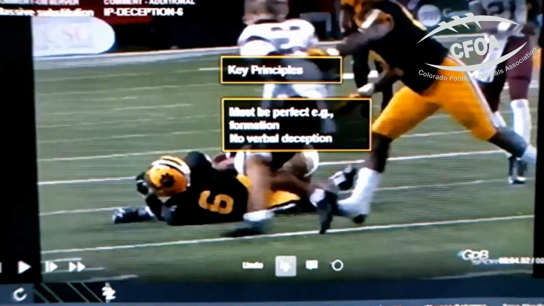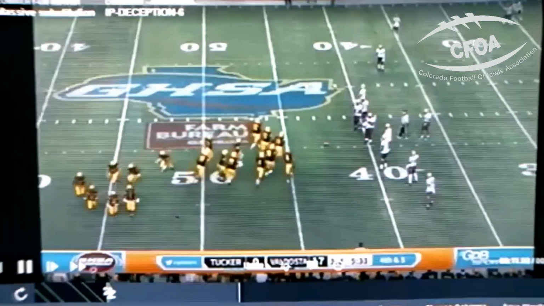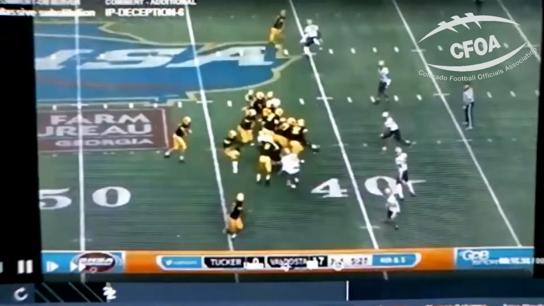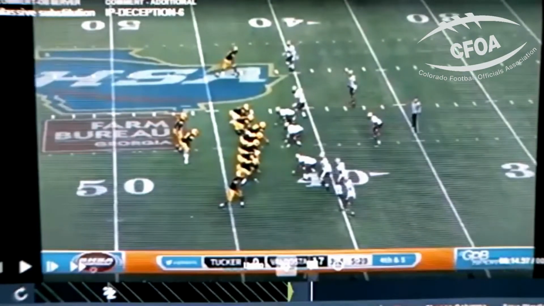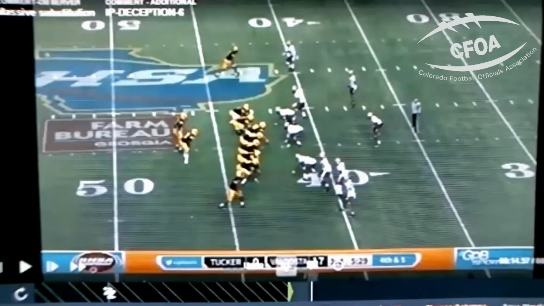And then as a safe judgment, you could say they were making a travesty of the game by doing that mass dance routine. And then when you look at their final formation, the wideout at the bottom of the screen is not on the line of scrimmage. And I don't think he's supposed to be, though. So the point there is that we want them to be perfect when they run a trick play and no verbal deception.